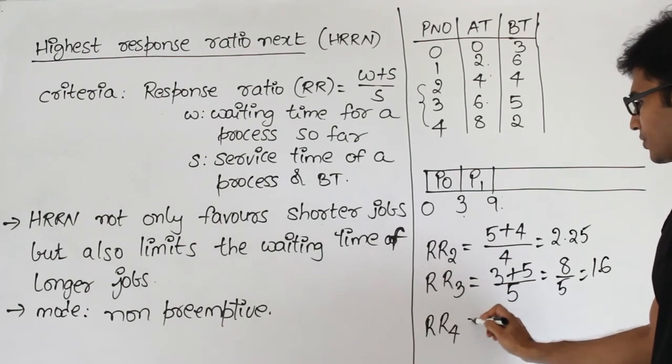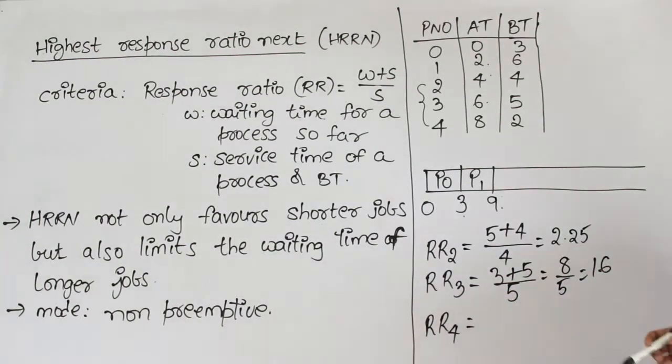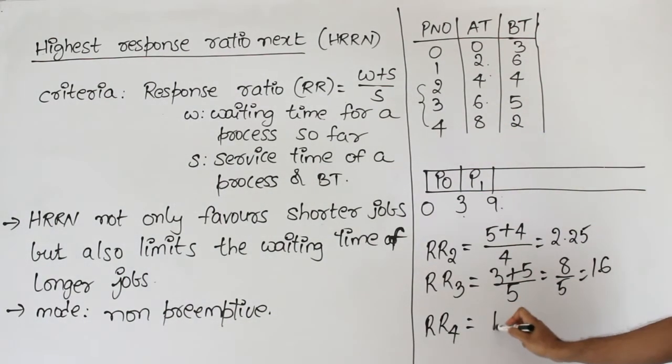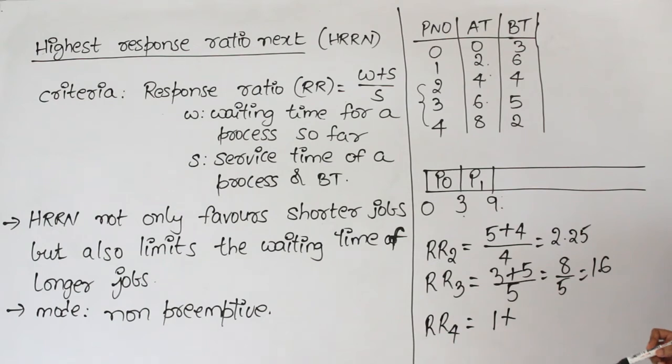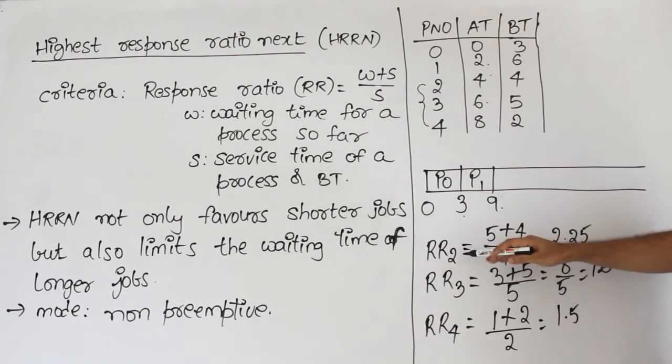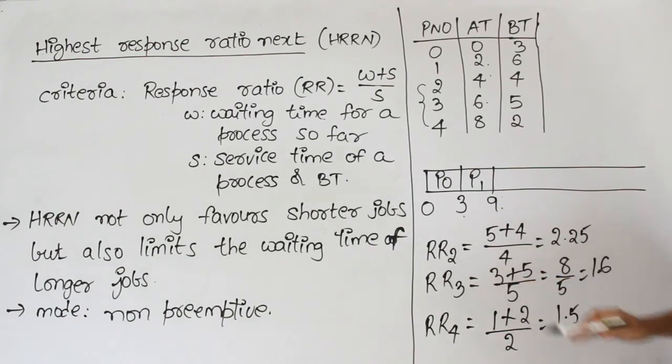And the next one is the response ratio of P4. You have to find all the response ratios of the remaining processes. It came at 8, therefore it waited for 1 because now the time is 9, and its burst time is 2, therefore 3 by 2 is 1.5. So these are the response ratios of the second, third and fourth process.